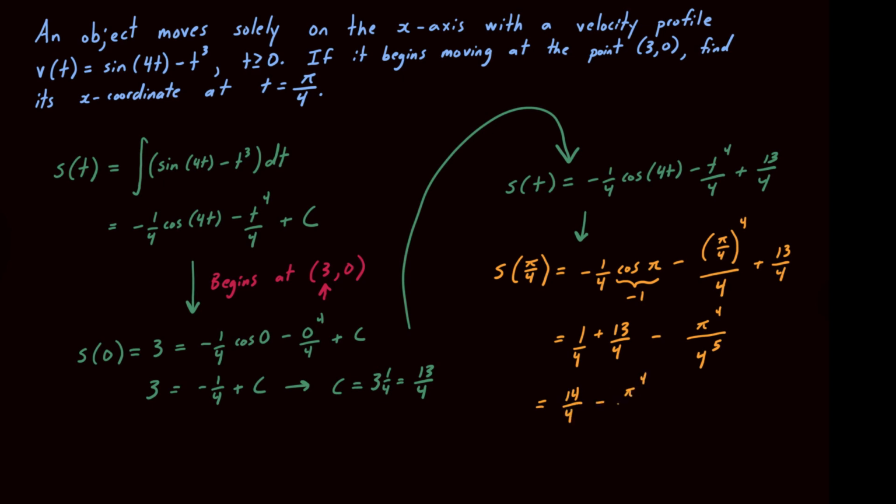Those first two terms combined get 14/4. 14/4 simplifies to 7/2. Pi over 4 stays as is. And 4 to the 5th is 4 to the 4th, which is 256, times 4, which is 1024. That is how the cookie crumbled for this problem.